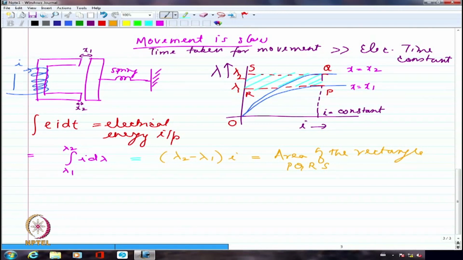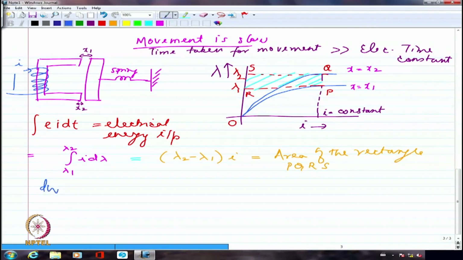We are essentially writing only the boundary curves. We are not writing the in-between curves. The curve corresponding to OP represents the initial condition, and whatever is OQ represents the final condition. So the flux linkage has changed from lambda 1 to lambda 2, while the movement has happened from x1 to x2. So we are looking at the two end points, and then trying to see how much mechanical work has been done. We are taking stock of the situation after looking at the initial condition and the final condition.